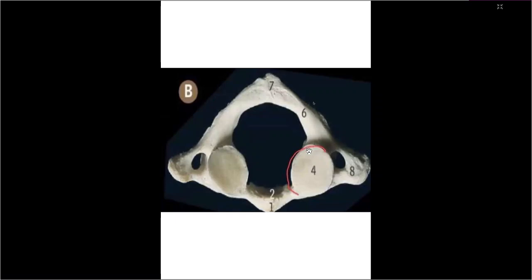Okay, very good. Tell me about the section number 1 here. This is the anterior arch of... Anterior arch, okay. What about section number 7? This is the posterior tubercle. Posterior tubercle. All right, good, very good.